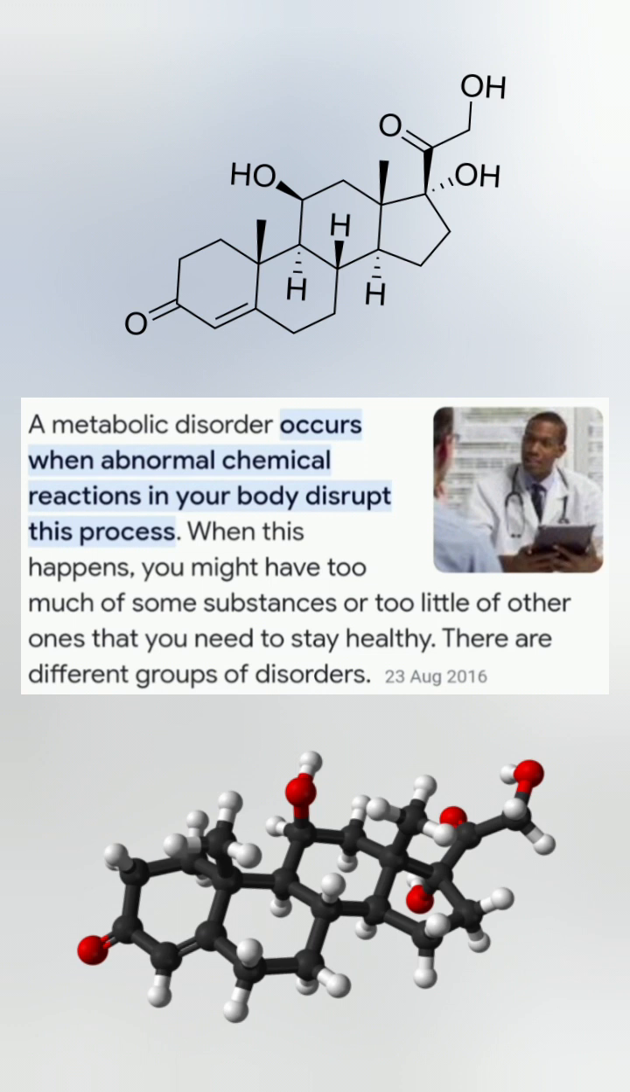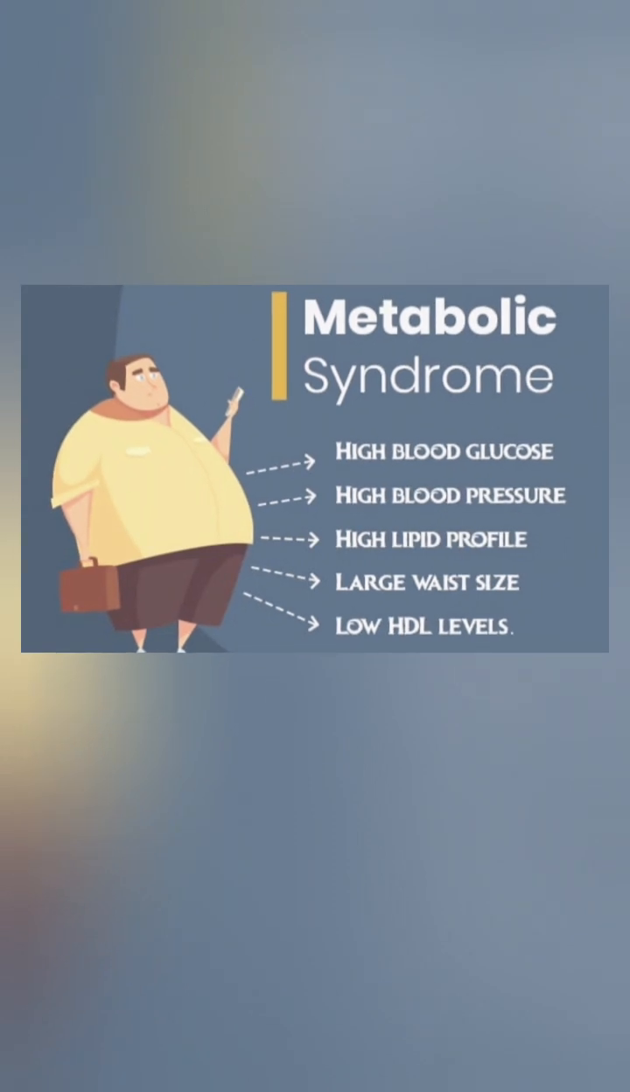A metabolic disorder occurs when abnormal chemical reactions in your body disrupt this process. When this happens, you might have too much of some substances or too little of other ones that you need to stay healthy. There are different groups of disorders.